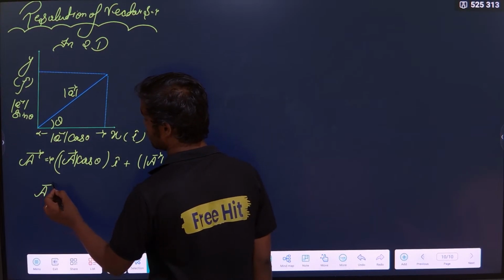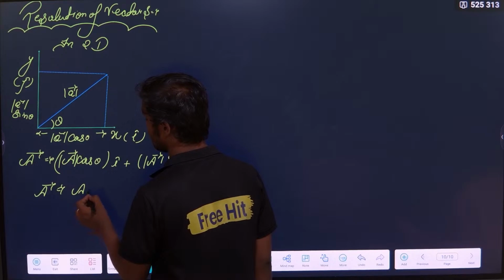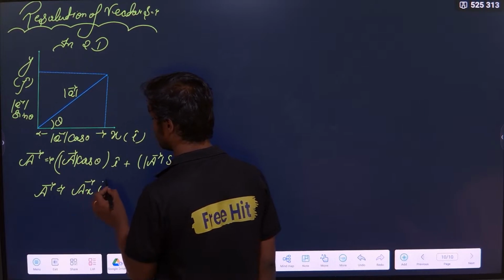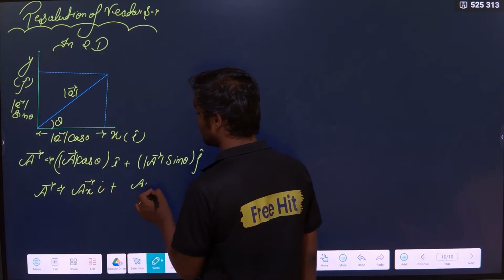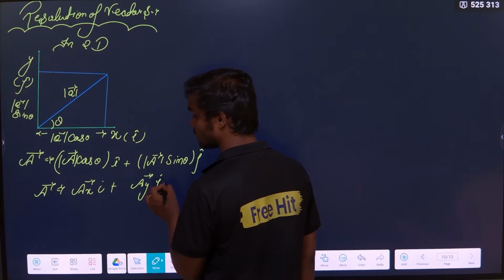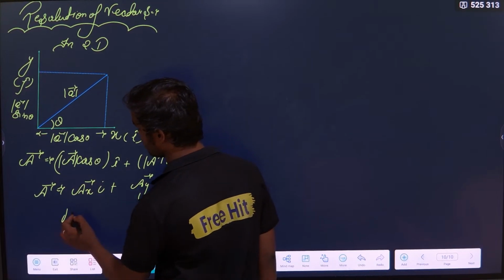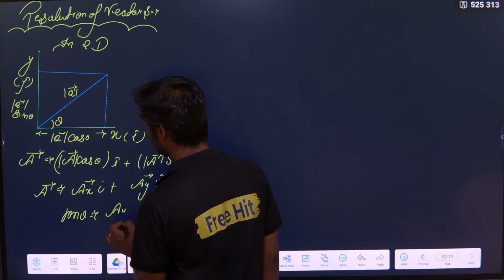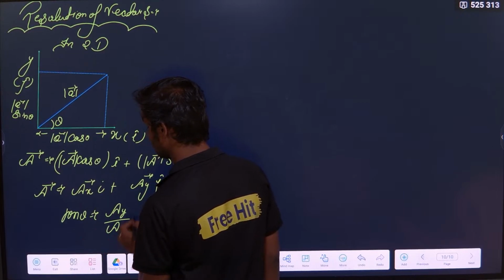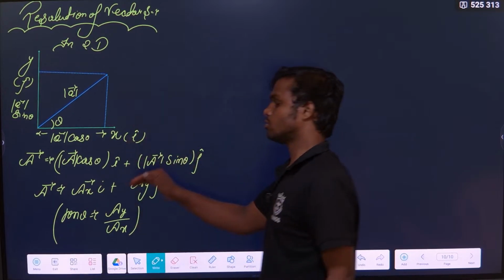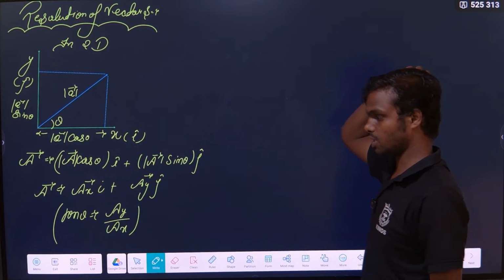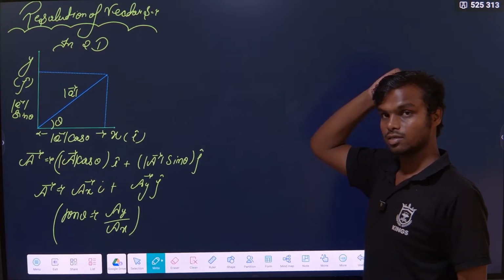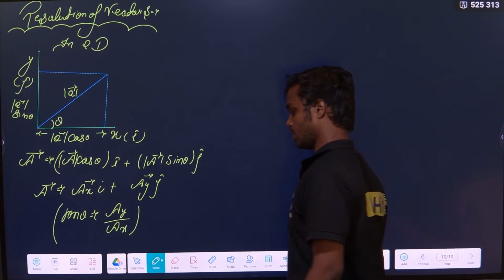And that can be written as A vector along x. This is written as A vector along y. Correct? So from here you can get theta: tan theta is equal to AY divided by AX. So that is how you have to take the component. I can give you any combination, and you can see how to take the component.